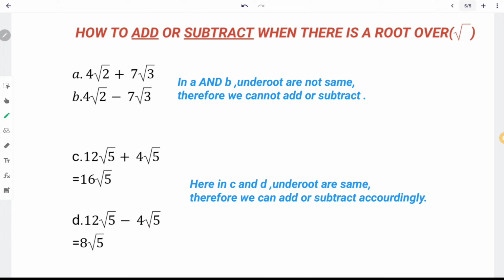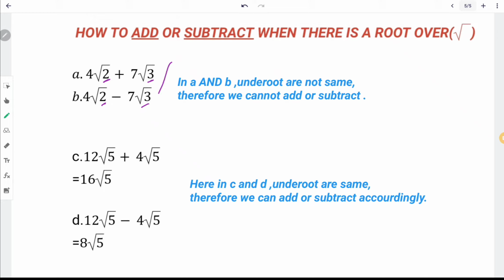Now let's go to how to add or subtract when there's a root over. So have a look at this a and b. Of course we can see that they both have a root, right? One is root 2, root 3, and then same thing here. I'm taking the same example, okay? But here we cannot add or subtract. The reason being that when you look at whatever is inside the root, root 2 and root 3, 2 and 3, they are not the same. So we cannot add or subtract. We'll just have to leave it as it is.